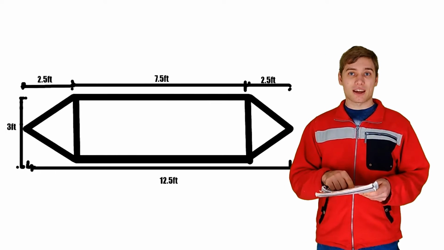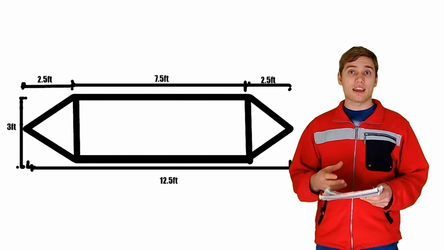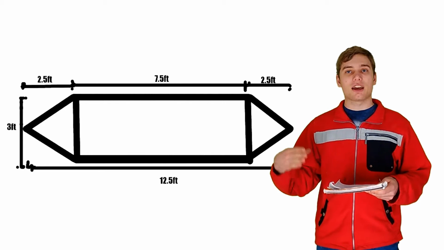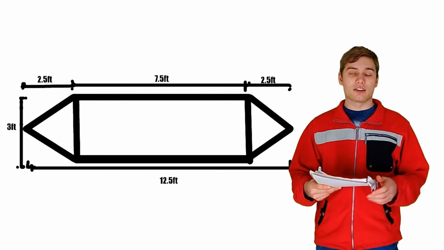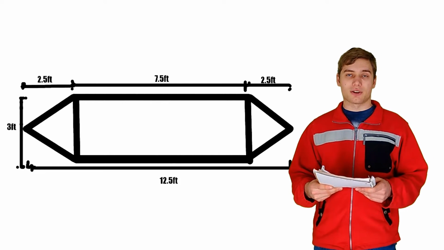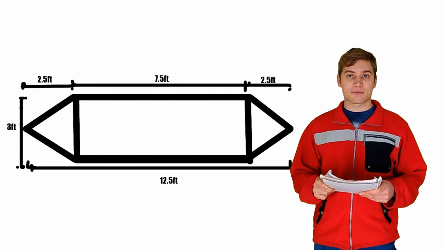So therefore, today's boat is going to be based around a rectangle. That rectangle is going to be 7.5 feet long and 3 feet wide. On either end of it, there's going to be a pointed nose and a pointed stern. These are going to each be 2.5 feet long. Therefore, our overall length is 12.5 feet.